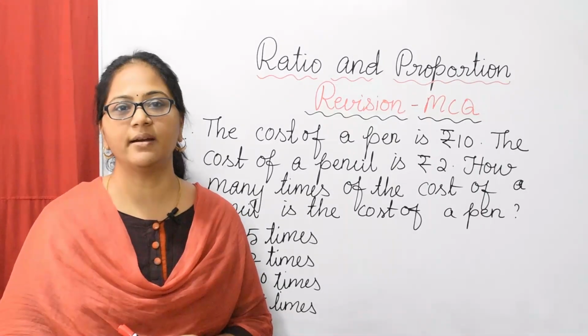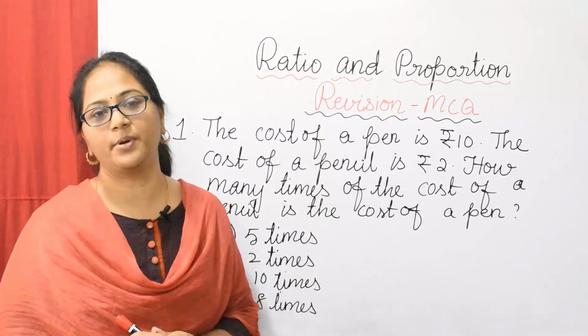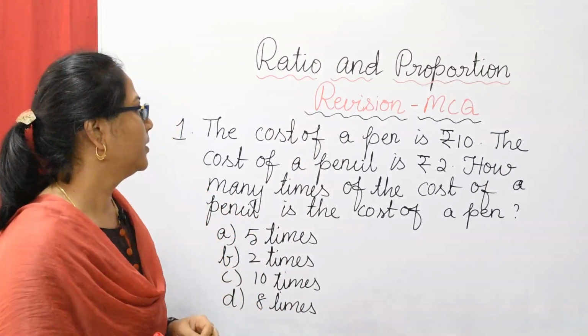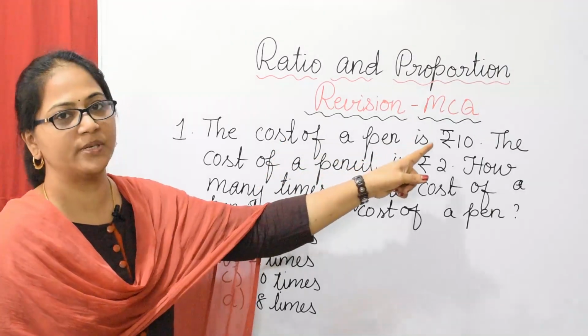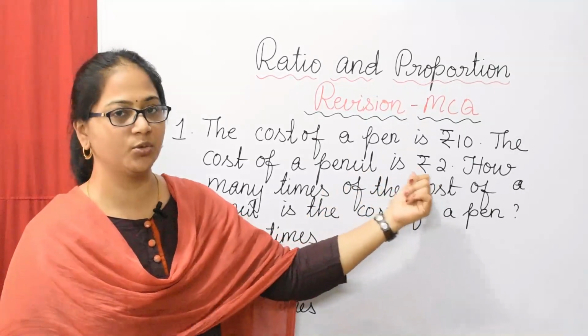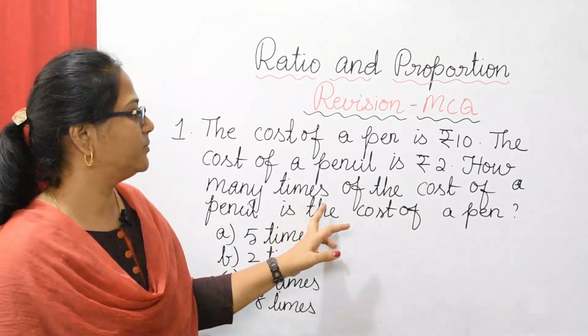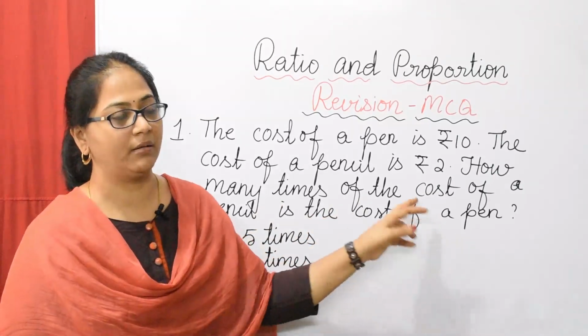Now let us start revision of MCQs in the topic ratio and proportion. Now question 1. The cost of a pen is rupees 10. The cost of a pencil is rupees 2. How many times of the cost of the pencil is cost of pen?